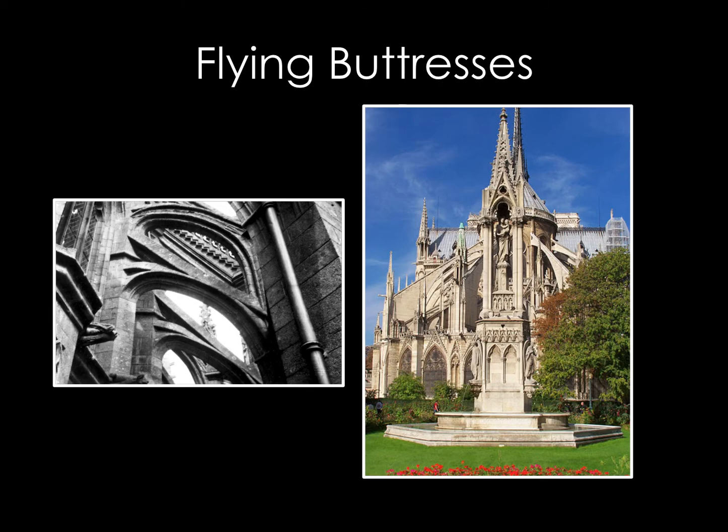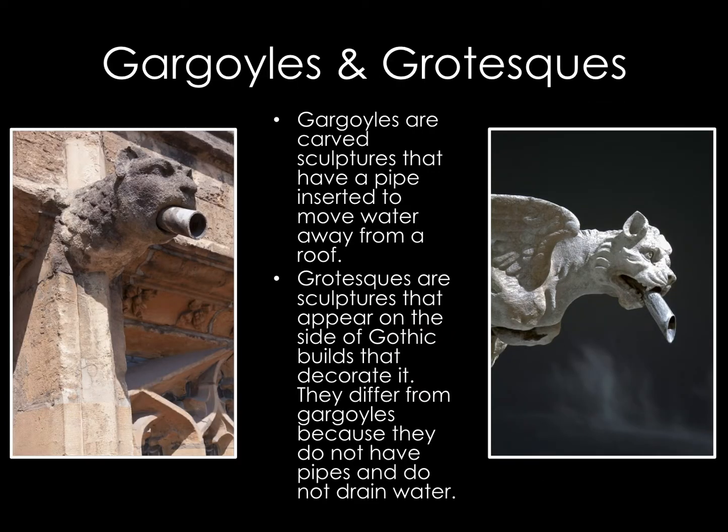Gargoyles and grotesques. Gargoyles are carved sculptures that have a pipe inserted to move water away from the roof. Grotesques are sculptures that appear on the side of Gothic buildings that decorate them. They differ from gargoyles because they do not have pipes and do not drain water.